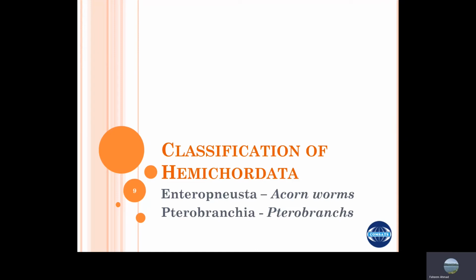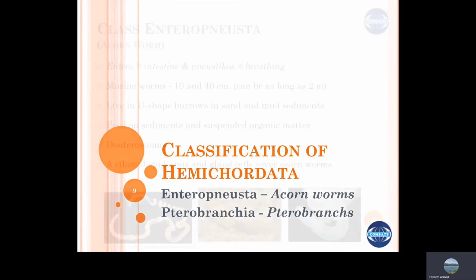The first is called the class Enteropneusta, and the example is acorn worms. They are worm-like creatures. And the second is Pterobranchia, and these are pterobranchs, which are branching animals which are sessile in their nature. So let's start with the classification.